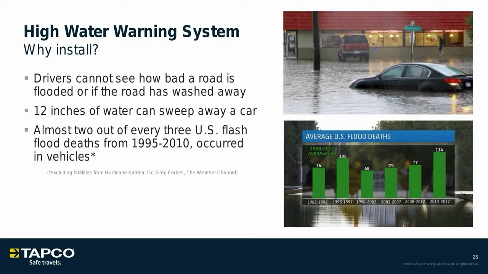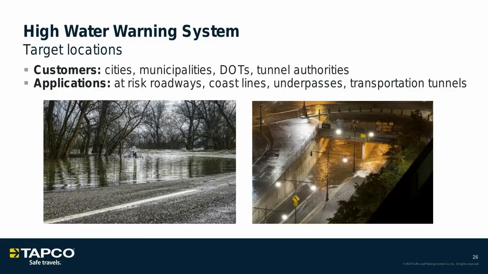So as far as people that we want to maybe push this to: cities, obviously munis, DOTs, tunnel authorities, anybody that's got roadways that are going to see constant flooding, or flooding to an extent that we want to warn them that there's going to be a flooded roadway at a certain time. So applications for at-risk roadways, coastal lines, underpasses, transportation tunnels, things like that. If you have an area that is flooding often and it's something of a concern to you and the citizens of your city, this is something that we can certainly look at to bring to your attention.